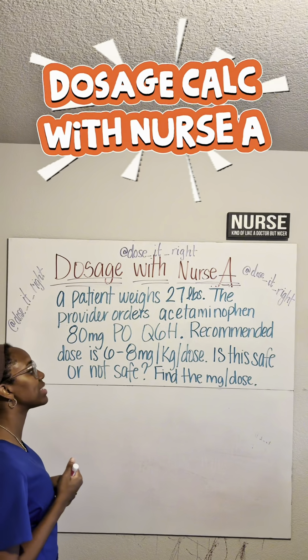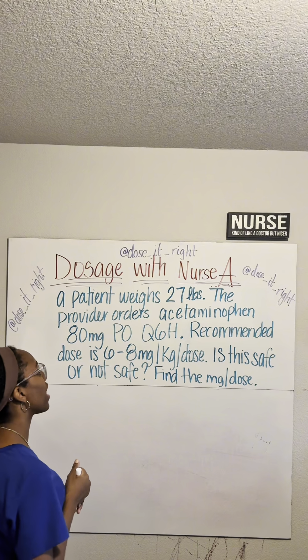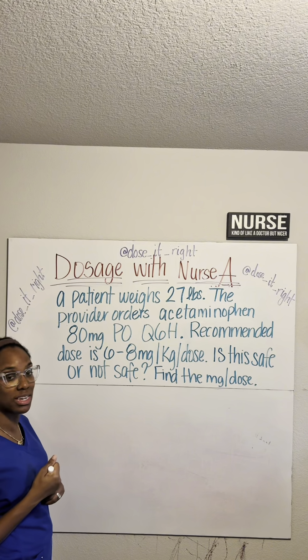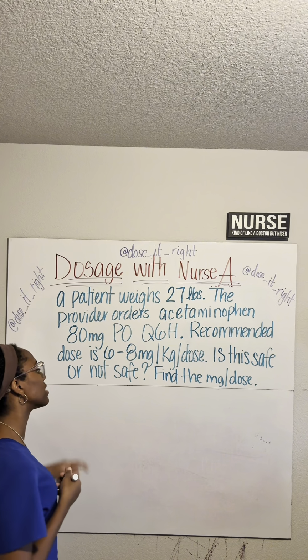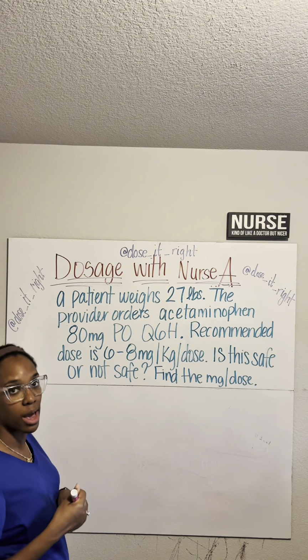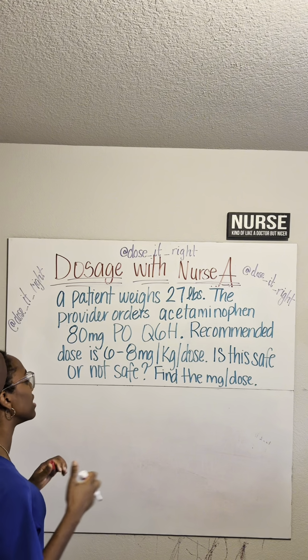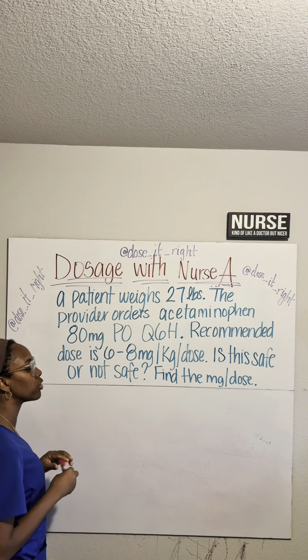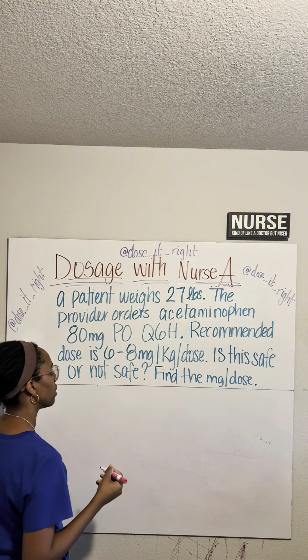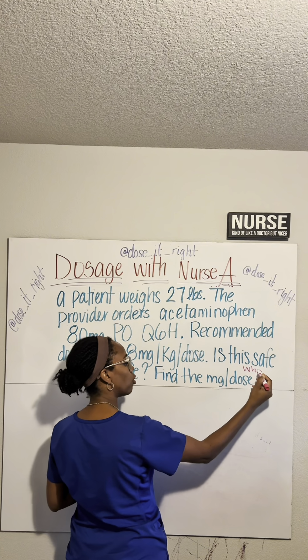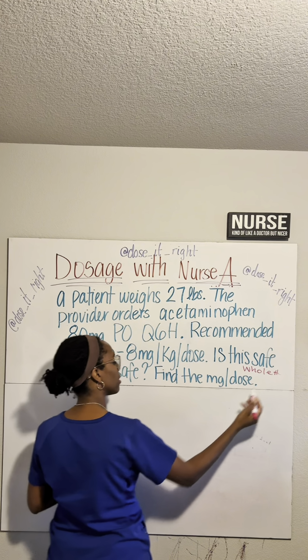So a patient weighs 27 pounds. The provider orders acetaminophen 80 milligrams PO Q6 hours. The recommended dose is 6 to 8 milligrams per kilogram per dose. Is this safe or not safe? And find the milligrams per dose. All right. And I also want to add on here, we're going to round to the nearest whole number at the very end. All right.